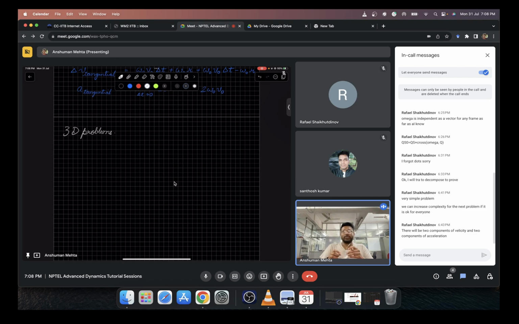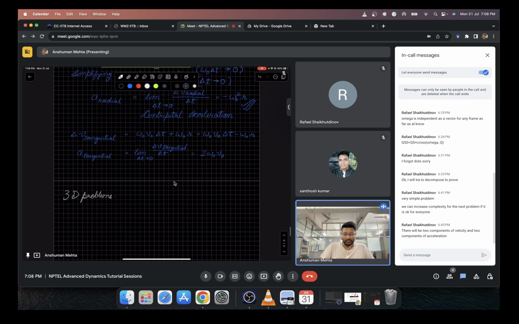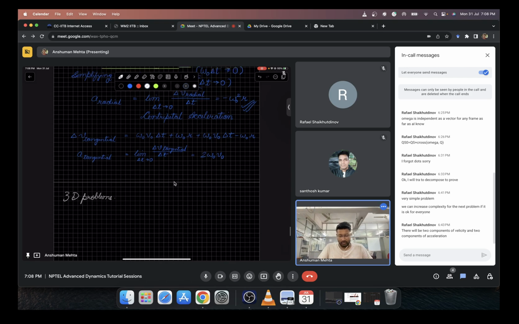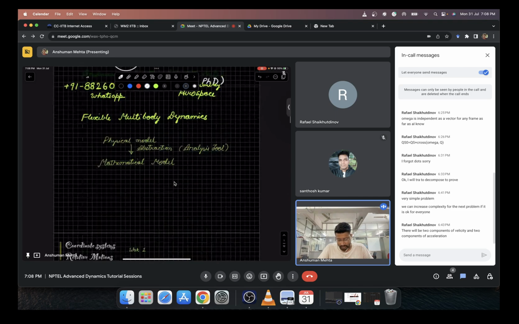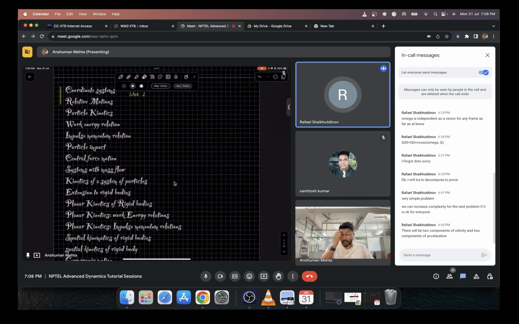Now about the other problems where kinetics comes into play, we will slowly come to all those subjects. Throwing everything at once would be a problem for me and for you also. I cannot explain a lot of things. So let's do it part-wise. Today is just about coordinate systems and relative motions.